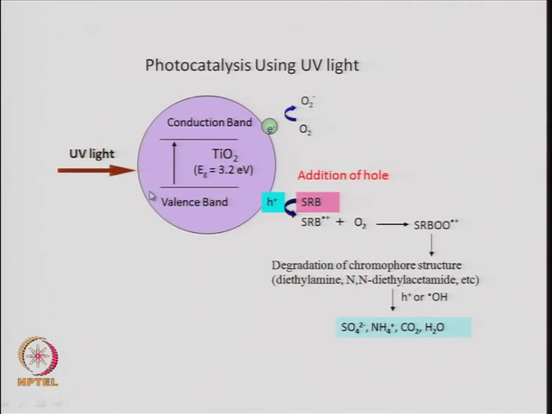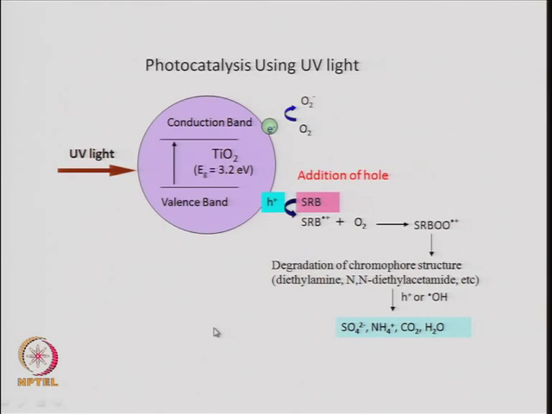So, 3.2 electron volts is in the ultraviolet, and so you will have electrons generated in the conduction band and holes in the valence band. And so, this electron can then reduce oxygen, and this hole can then act on the dye. So, here we are looking at addition of a hole on the dye to create again a radical cation of sulforhodamine B. This again is similar to what we studied in the previous slide: the radical cation then reacts with oxygen to give you another radical cation, and that breaks down to give you small molecules like diethylamine, N,N-diethylacetamide, etcetera. And then in the presence of holes or hydroxyl radicals, it gets converted to simple molecules or ions.